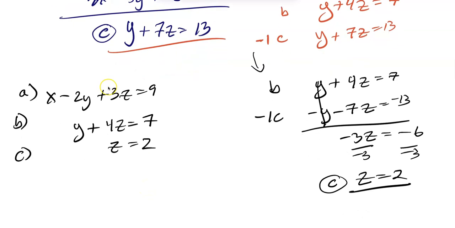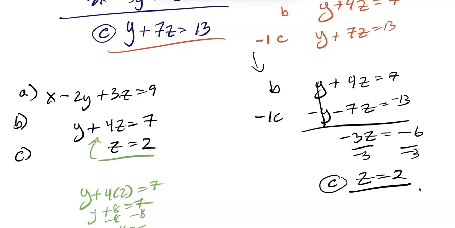Done. Most of the time I want you to actually solve the thing. So let's do that. z equals 2. All we're going to do is back substitute. I'm going to plug this into here. So y plus 4 times 2 equals 7. y plus 8 equals 7. Minus 8, minus 8. y equals -1.